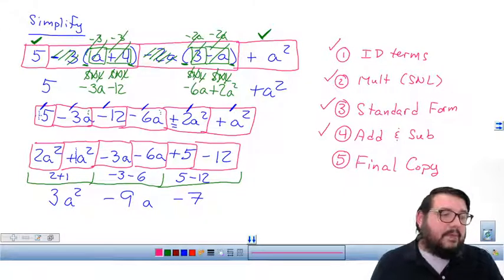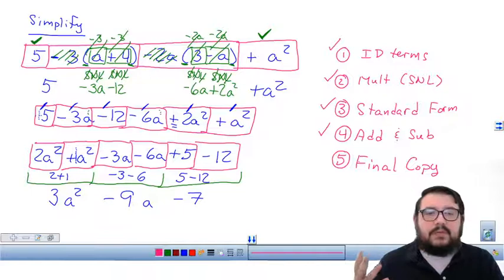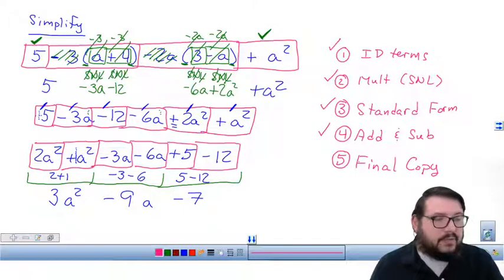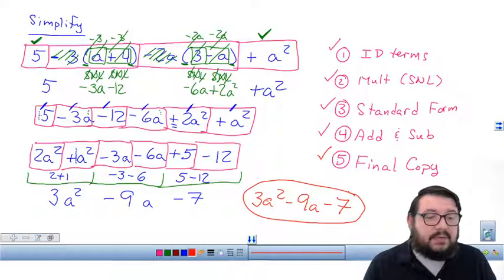Now for final copy, we look and we make sure that we don't have any terms with a 0 and we don't have any coefficients of 1. Well, I don't see any terms with a 0. I don't see any of the coefficients being a 1. So I think we're in good shape. So I'm going to count this as my final copy. And that means we are done with this problem.